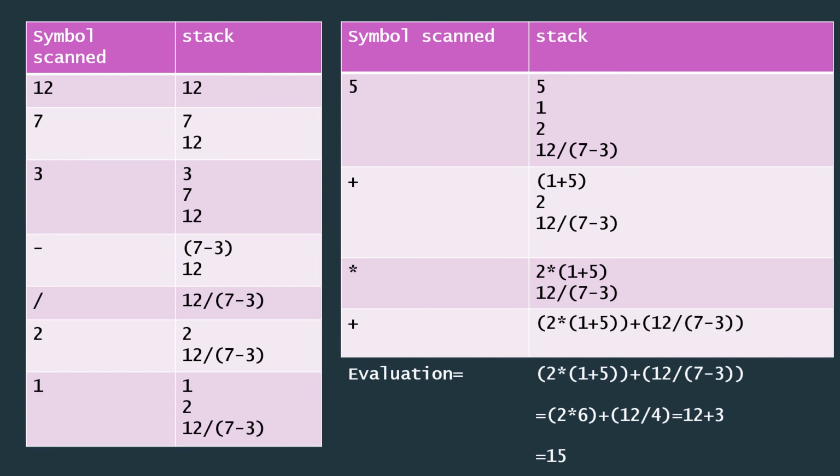Start with the innermost brackets. That is 1 plus 5 and 7 minus 3. 1 plus 5 is 6, so I can write 2 into 6 plus 12 division 7 minus 3, which is 4. Okay, now the next brackets will be done.